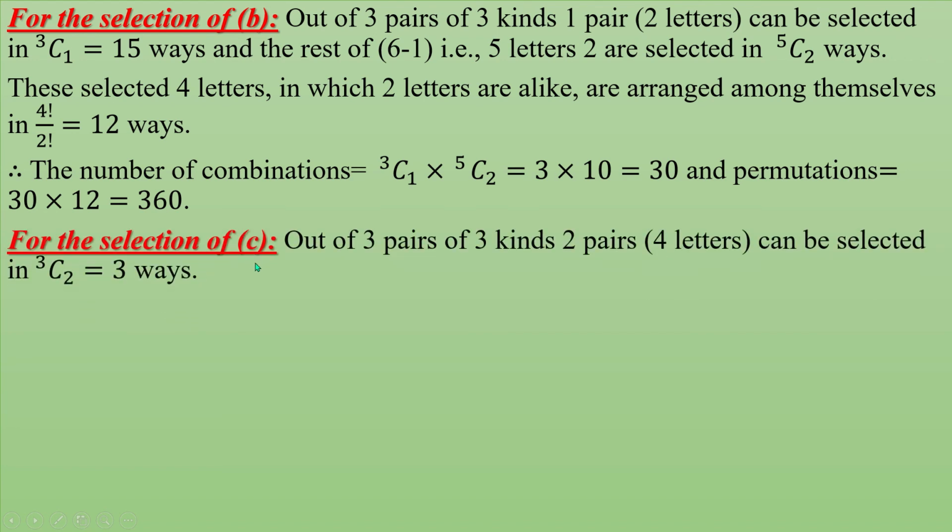C: for the selection of C, that means out of 3 pairs of 3 kinds, 2 pairs, that means 4 letters, can be selected in 3C2, which equals 3. And the combinations will be RROO or RRSS or OOSS. You can follow this. 3 means RROO or RRSS or OOSS. Clear?